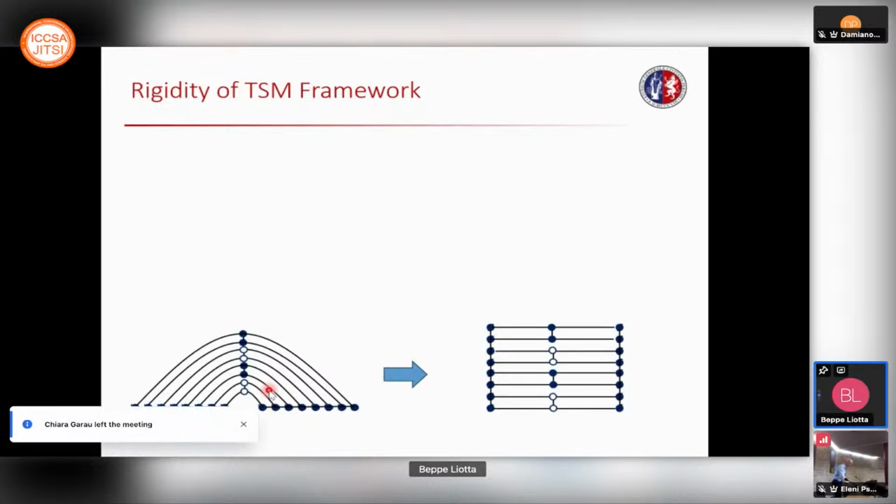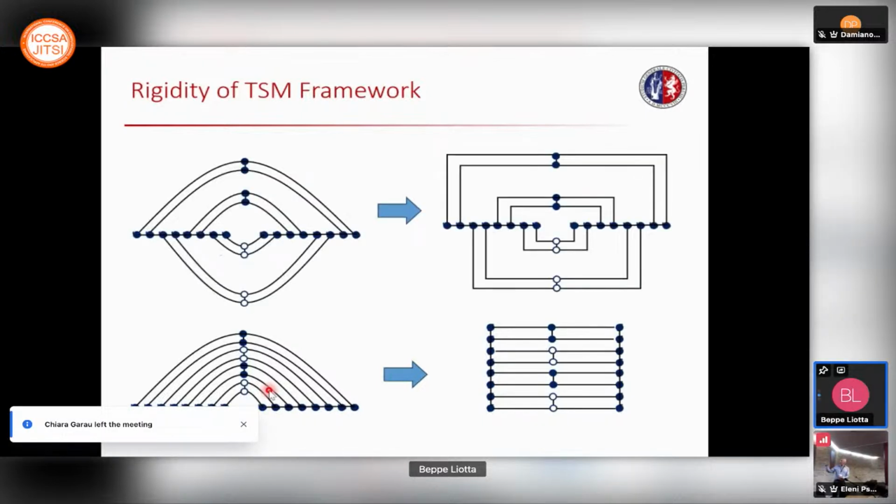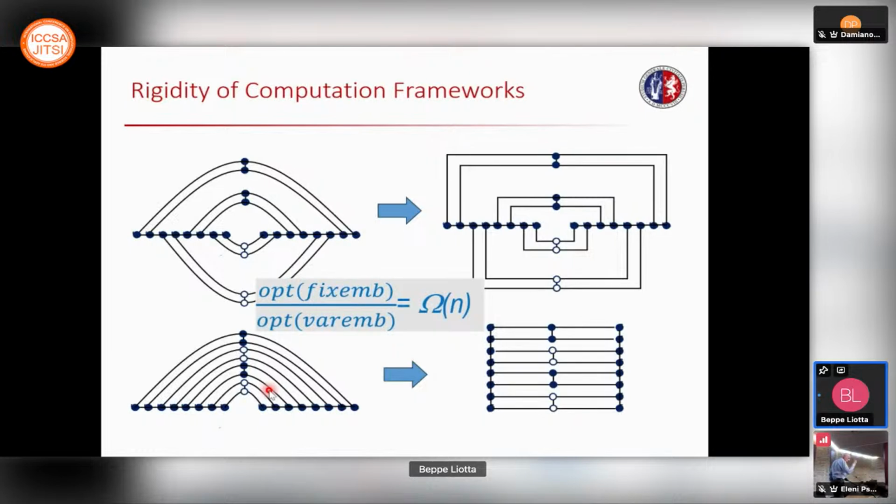Now, if you compare the two, you see that the first one has linearly many bends. It's the minimum number of bends you can achieve with that given embedding. But in the second one, you have 0 bends. So the optimal solution with respect to the fixed embedding can be as bad as linear, so as bad as the size of your input, compared with the optimal in the so-called variable embedding.